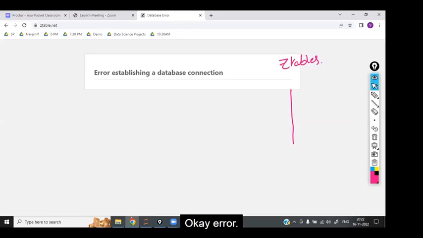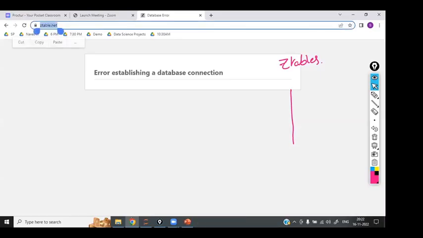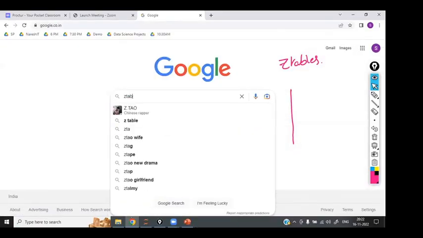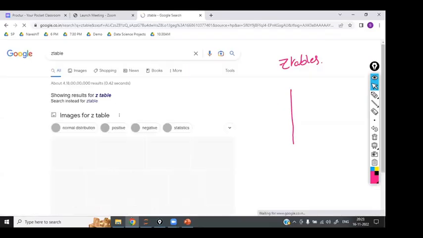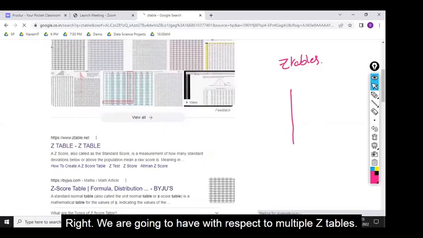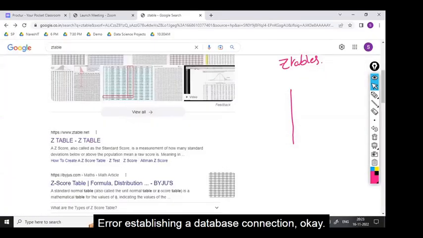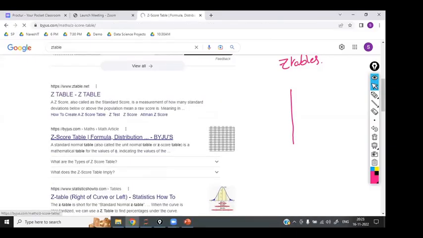Okay, error. Z table, right? We are going to have with respect to multiple Z tables. Error establishing a database connection. Okay.